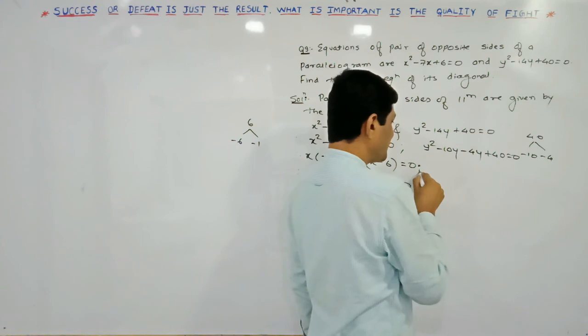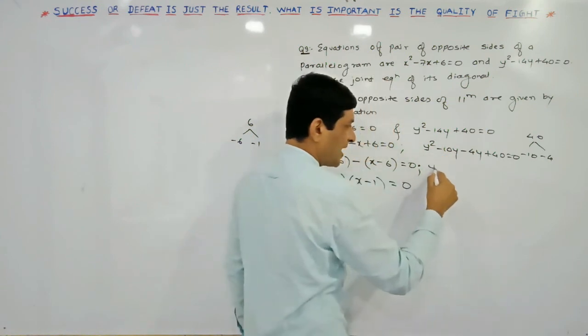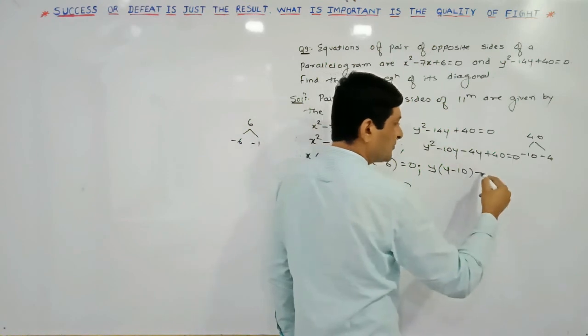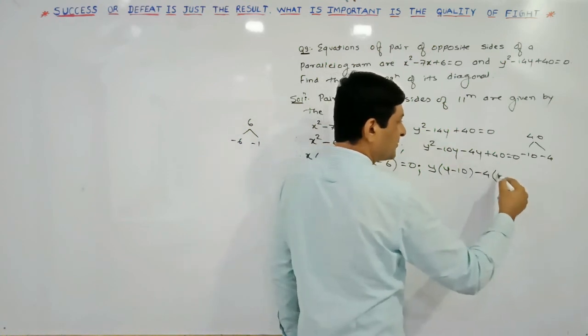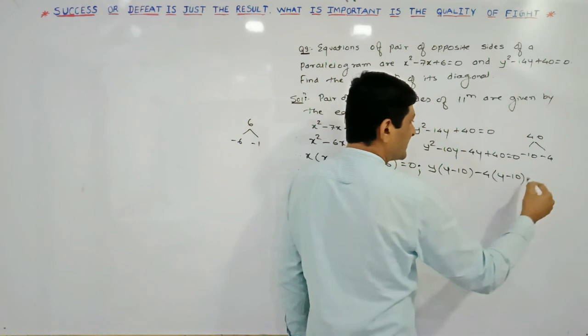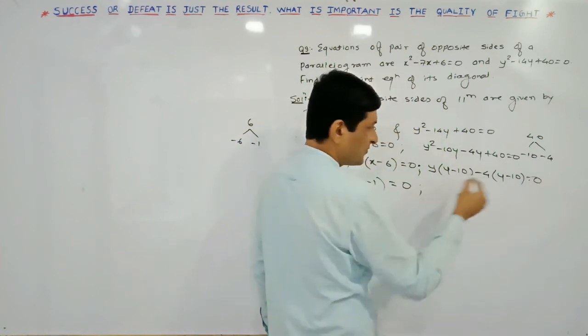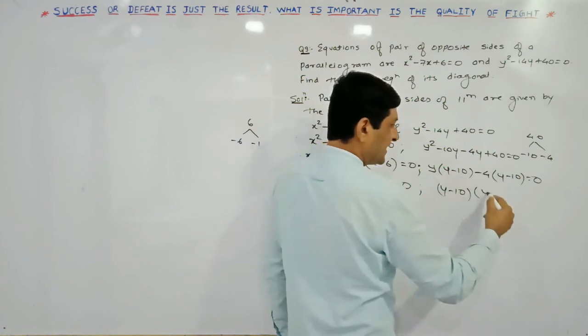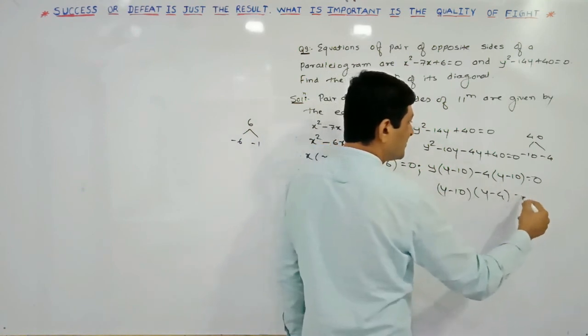Now from the first two terms, we are able to take y common. So what is the remaining term here? Y minus 10. From the last two terms, if we are taking minus 4 common, here we will get y and here we will get minus 10, is equal to 0. Again, from both the terms, if we are taking y minus 10 common, here we will get y and here we will get minus 4, is equal to 0.